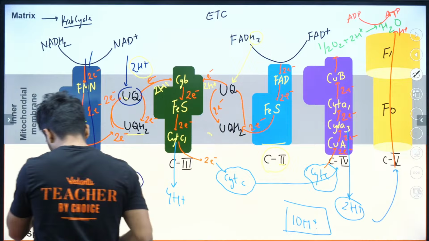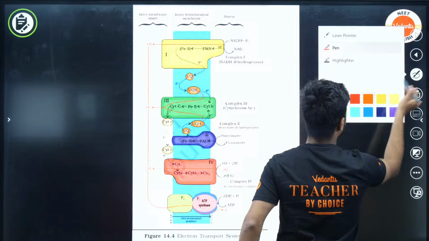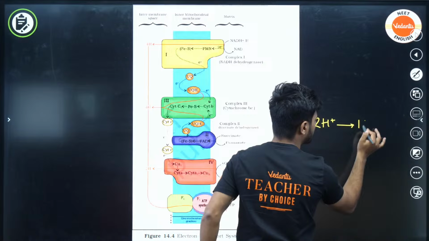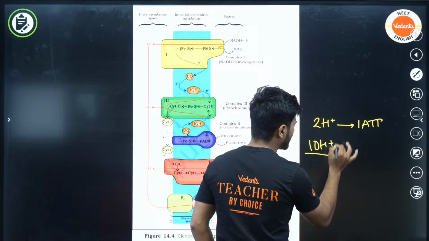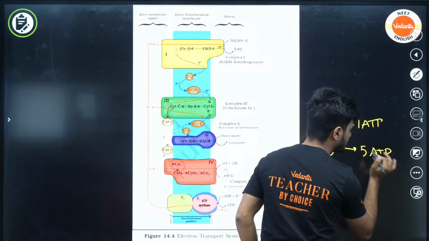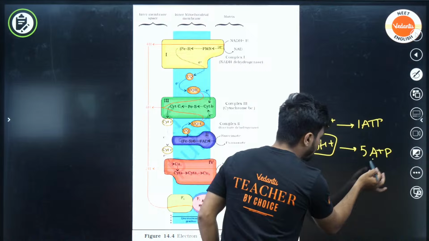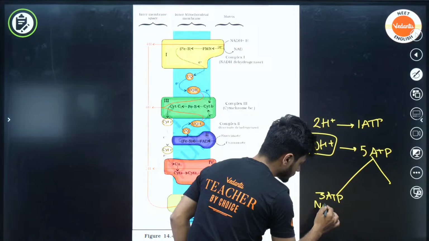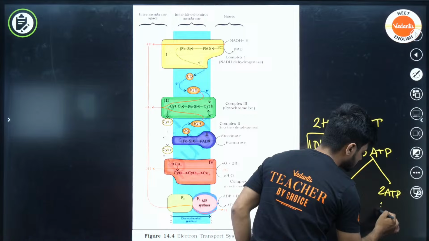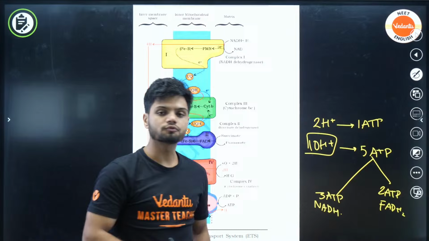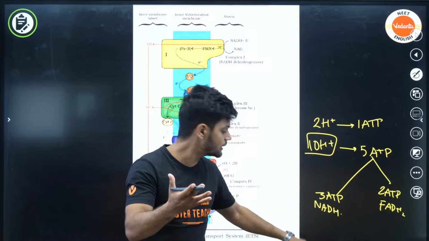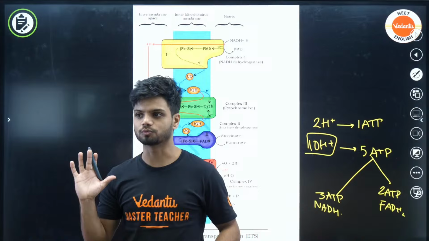Now students, one of the important points which your NCERT also says is, 2H+ makes up 1 ATP. Now how many H+ do we have? We had 10H+ in total. So in total we'll get 5 ATPs. Out of these 5 ATPs, 3 ATPs are because of NADH and 2 ATPs are because of your FADH2. That is why we say 3 ATP are produced by 1 NADH, and 2 ATP are produced by your FADH2. Clear? Does anyone have a doubt here? Any doubt you can ask me right now.